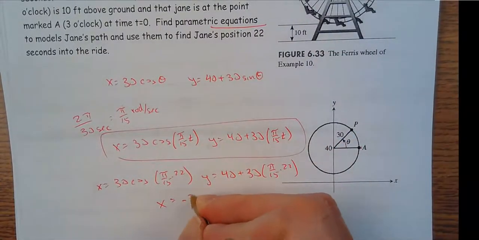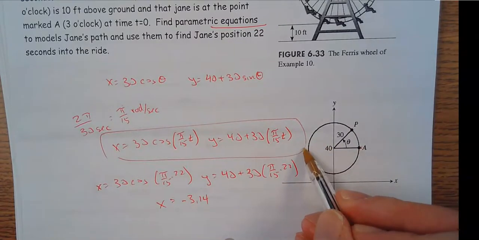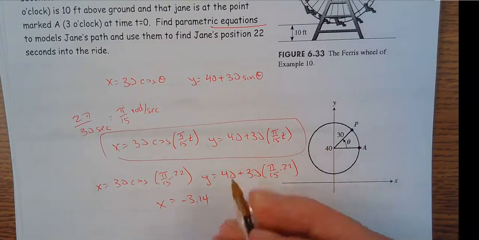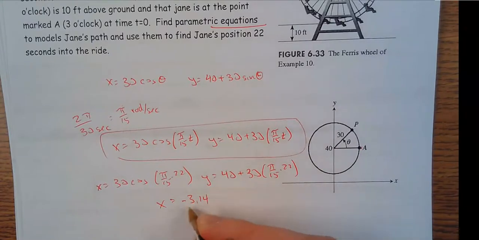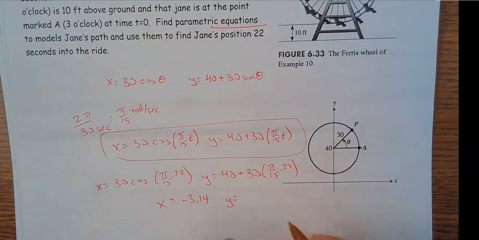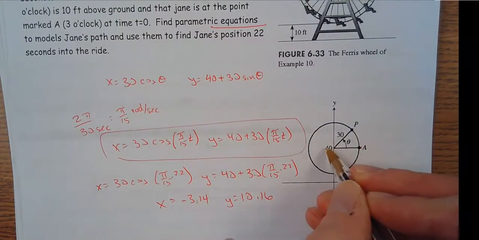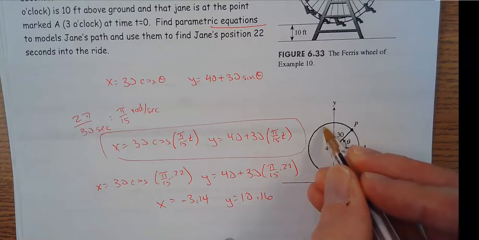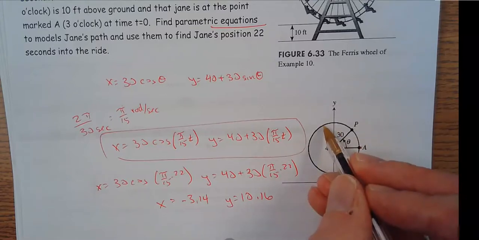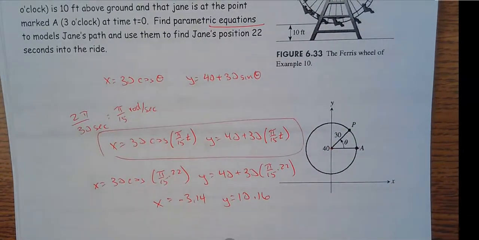So negative 3.14, so you're 3.14 units to the left. And it just so happens that's pi. Let's find out what the y is here. So the y is going to be 10.16. So you're going to be left 3.14, up 10.16 from the center here. So that's her location. So yeah, there are some more applications for parametric.